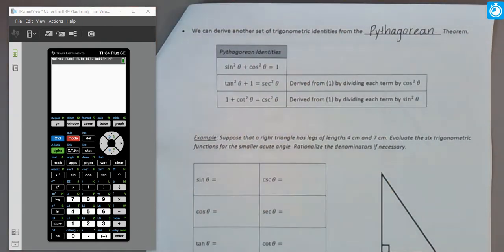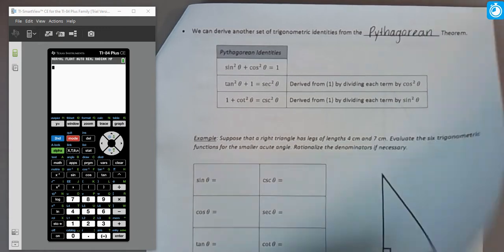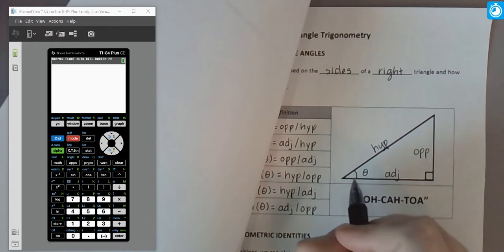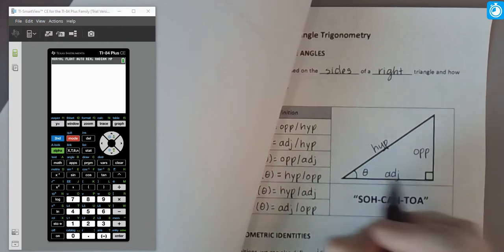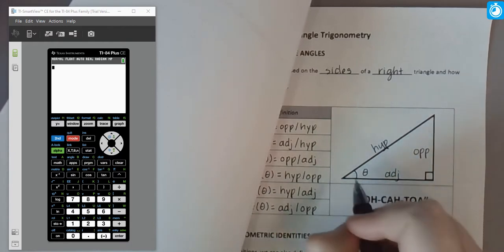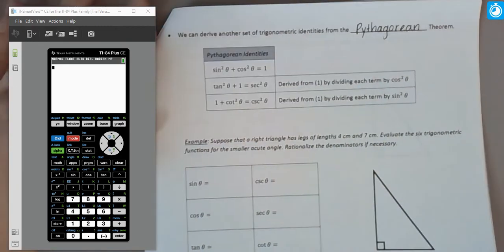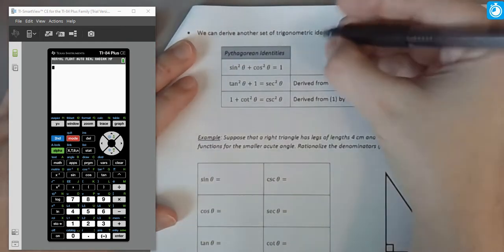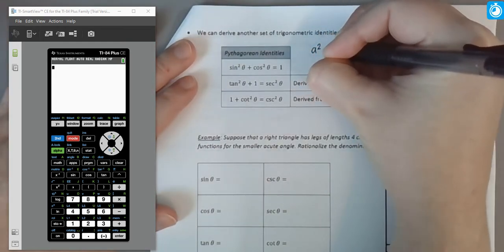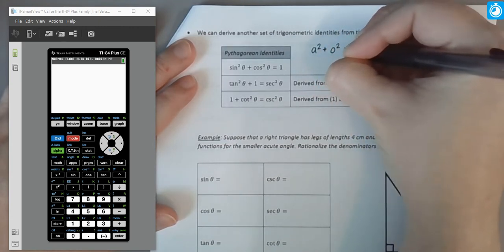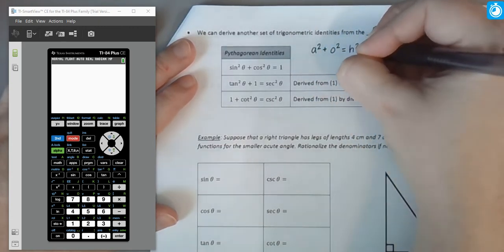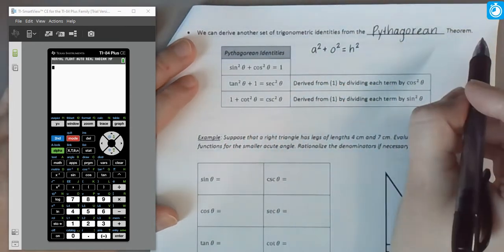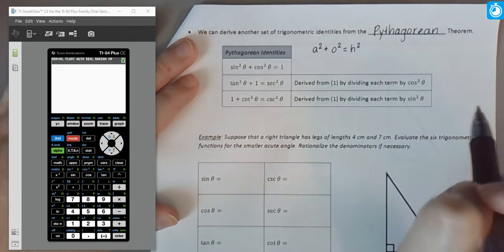Well, let's write out what the Pythagorean theorem would look like in terms of how we've labeled this particular triangle. Normally we call our sides A, B, and C when we're using the Pythagorean theorem. Here we've called them adjacent, opposite, and hypotenuse. So if we were to write the Pythagorean theorem based on how that right triangle is labeled, we know that the adjacent squared plus the opposite squared is equal to the hypotenuse squared. So this is just the Pythagorean theorem, again based on how we've labeled that right triangle.